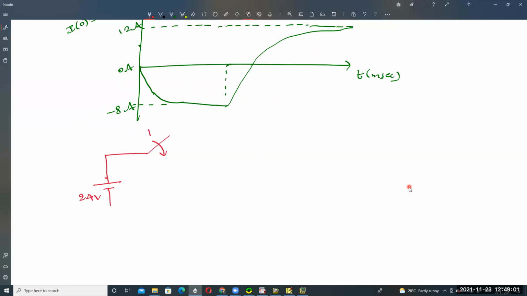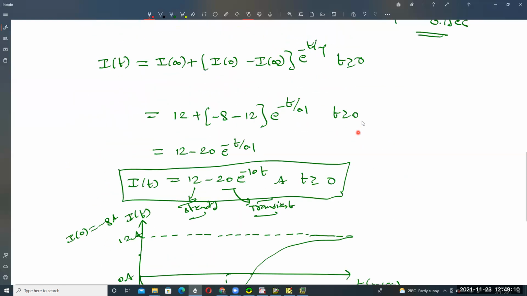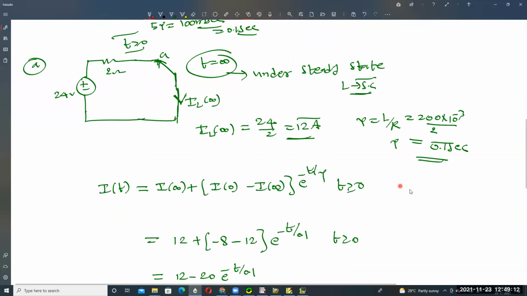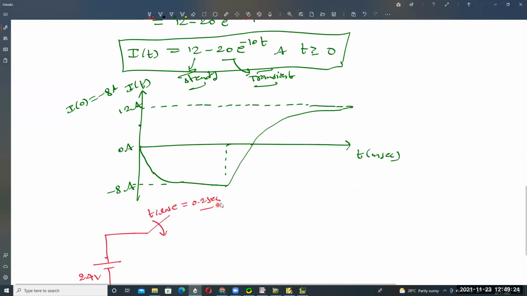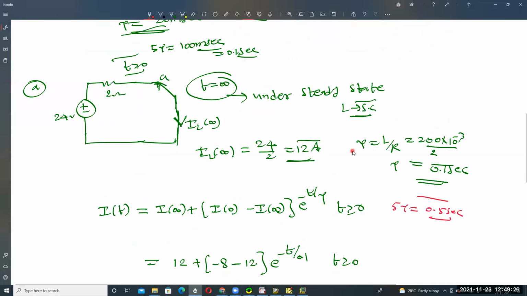At t close, our time is 0.2 seconds. Why? Because the final steady state is reached at 5 time constants. This 5 time constant is the steady state time, which means 0.5 seconds. So I'm taking 0.2 seconds before.